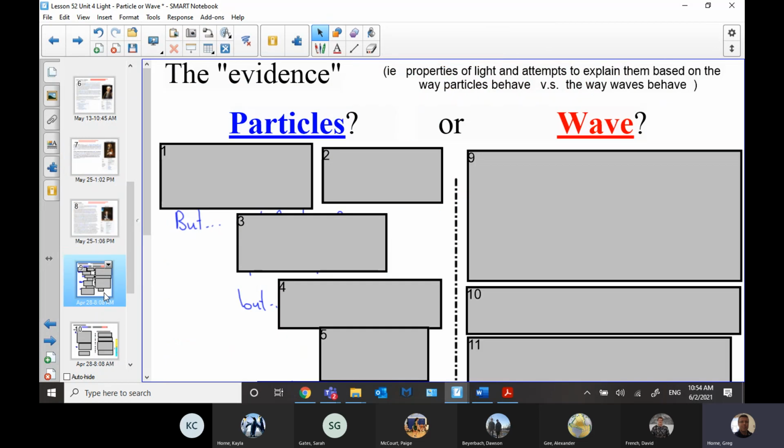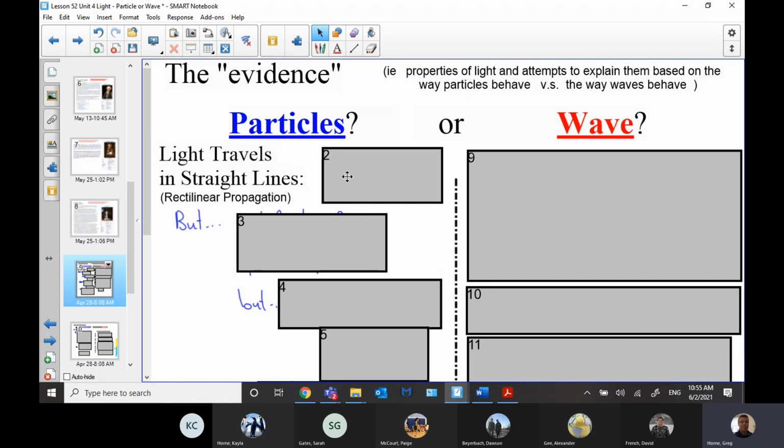All right, so the evidence begins here. We're going to look at properties of light and basically say, okay, can we explain it based on particles or based on waves? The way particles behave or the way waves behave. Remember, that's the big checklist. We're going to go through a bunch of different properties and decide what we think, right? So you see light, for example, traveling in nice straight lines.